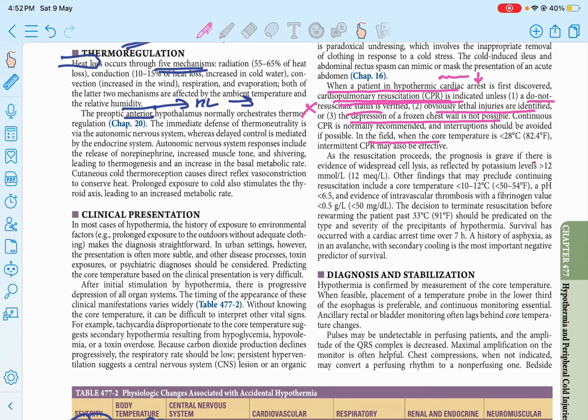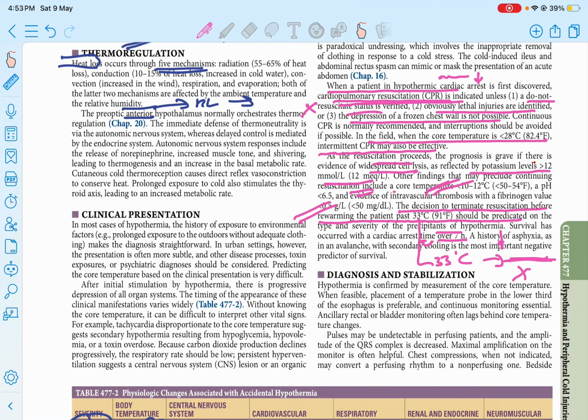Remember that in the field, when the core body temperature is less than 28, CPR is really effective, and these patients will have very high potassium levels because of cell lysis. But don't worry, don't correct it. Immediately resuscitate by giving adequate rewarming, right? Give fluids, and then you see, even after over 7 hours of cardiac arrest there has been survival. That is why the decision to terminate resuscitation should be made only after rewarming the patient past 30. So once he reaches 33 degrees Celsius and there are still no signs of cardiac improvement, then stop CPR, right? Remember, don't correct anything.